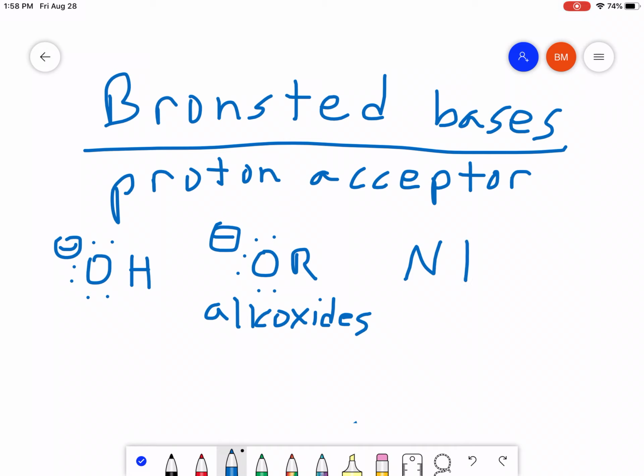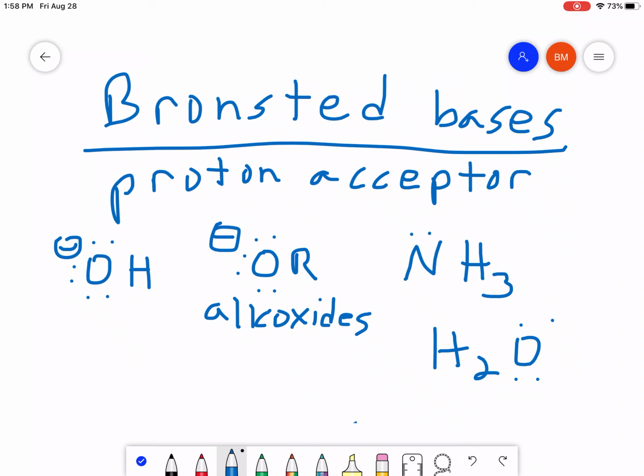Ammonia is a common one. You guys have all heard of ammonia, a common cleaning agent. This one's actually not negative like the other ones. It's neutral, but it does have an unshared pair on nitrogen that can incorporate a proton. Water itself: yeah, we said water can act as an acid. Well, it can act as a base as well, just depending on its surroundings.